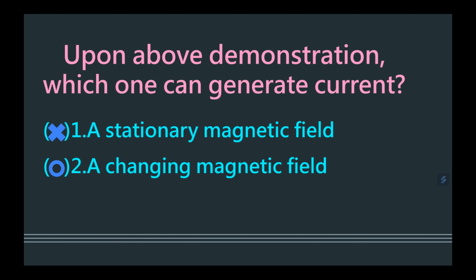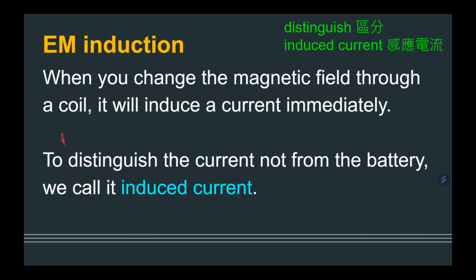So let's sum it up shortly. What is EM induction? When you change the magnetic field through a coil, it will induce a current immediately. And to distinguish it from current that comes from a battery, we call it induced current. In that era, I remember they used voltaic cells to produce electricity, so we need to make this distinction. Okay, if there is no question, let's continue.